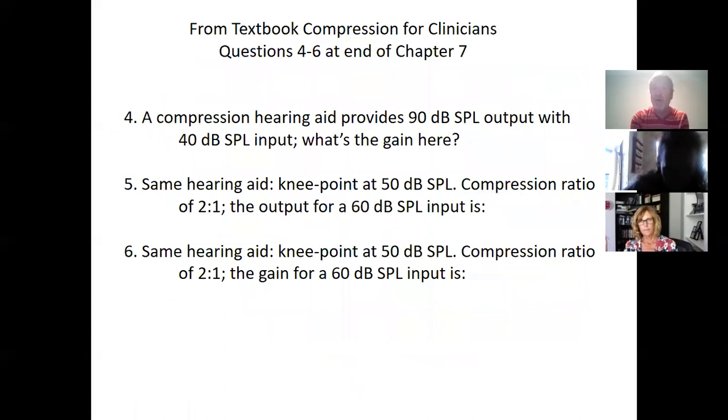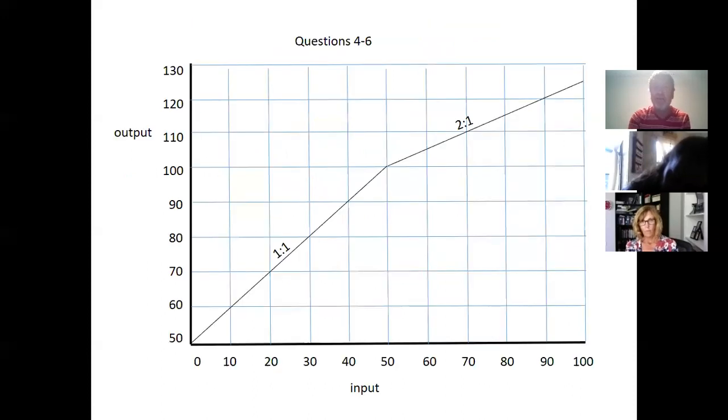So now let's answer the question. Knee point is at 50. Compression ratio of 2 to 1. Output for a 60 dB SPL input is? 110. Look at the graph. 60 in, what's my output? Read the graph. It's not 110, it's 105. Oh, yep, sorry, you're right. No worries.